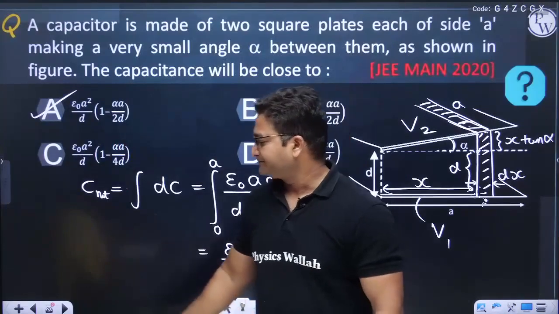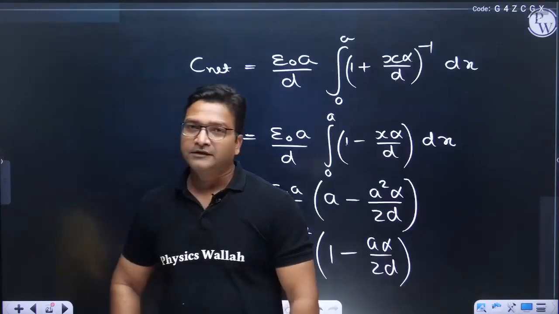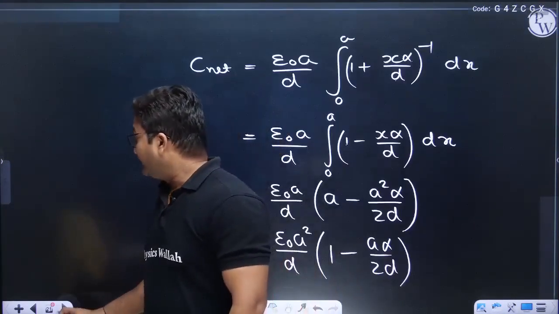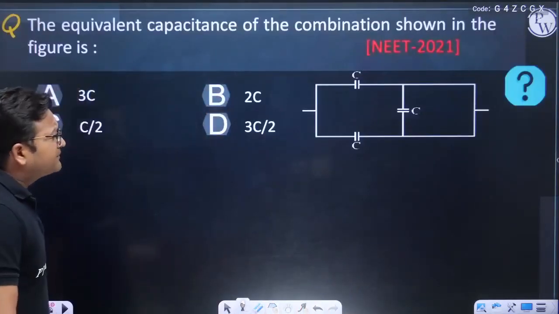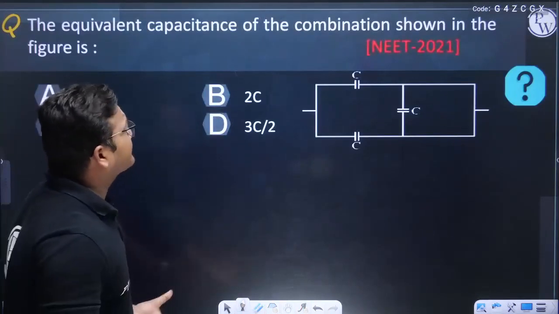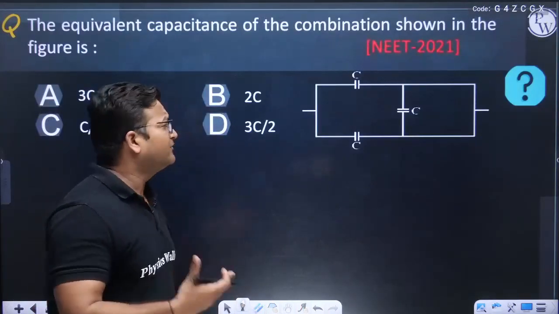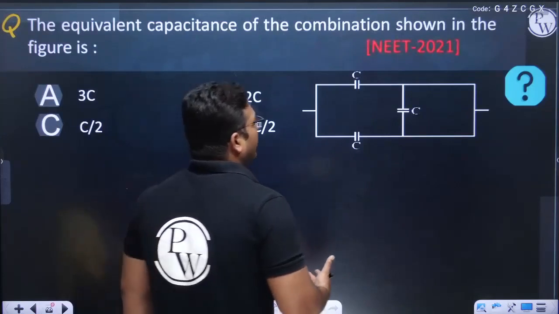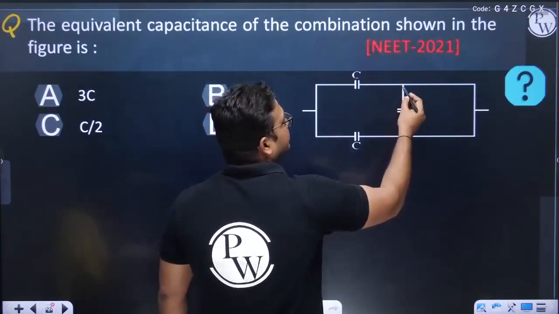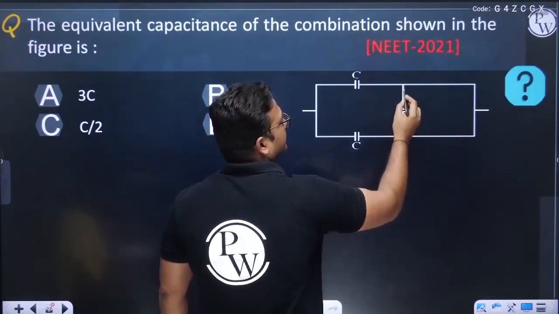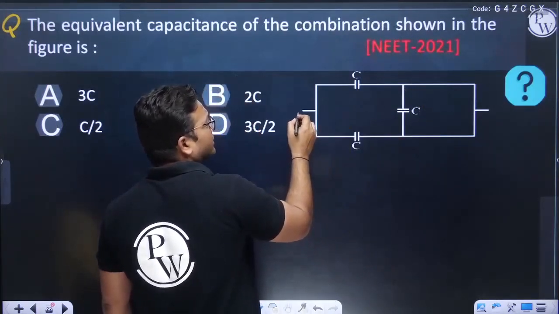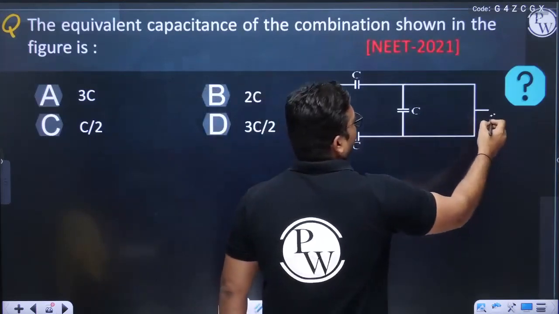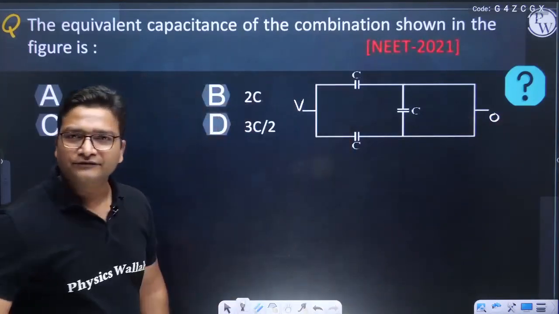Okay, so I think now this problem is clear to you. Let's move over to next one. So here they are asking us what is the equivalent capacitance of the combination shown. That is a very easy question. As you know, this capacitance is actually shorted. I can just assume the potential of this point as V and potential of this point as 0. I think you all know this.